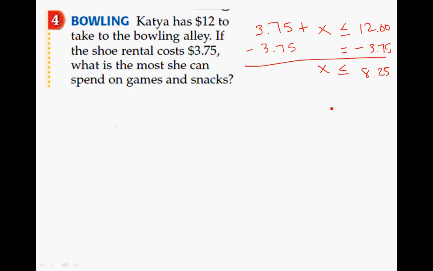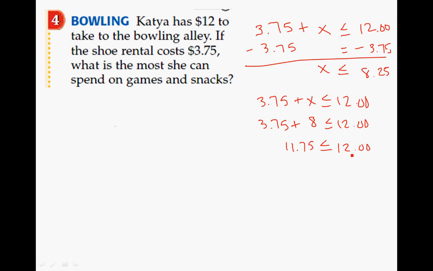If I want to pick a number less than $8.25, I can pick like 8. So when I plug this back in, $3.75 plus x is less than or equal to $12. And I'm going to use 8 as my number less than $8.25. Well, 3 and 8 is 11, so 11.75 is definitely less than $12. So that's a reasonable answer.